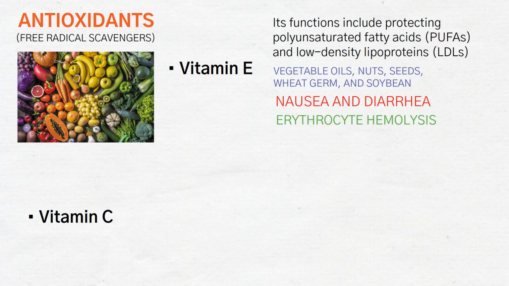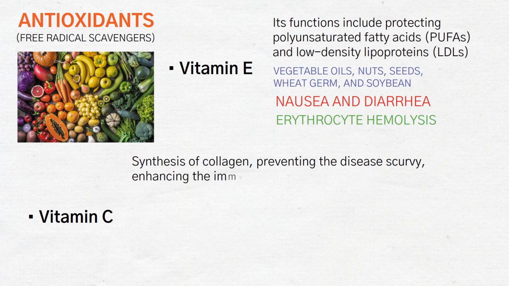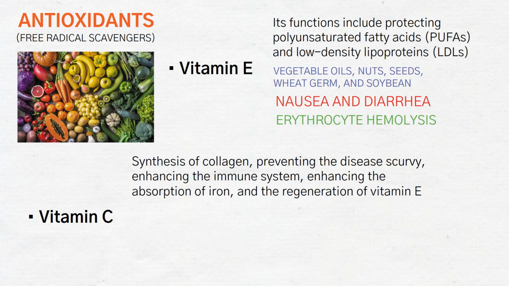Vitamin C is a water-soluble vitamin that must be consumed in the human diet. Major functions include the synthesis of collagen, preventing the disease scurvy, enhancing the immune system, enhancing the absorption of iron, and the regeneration of vitamin E. Sources of vitamin C include fresh fruits, especially citrus fruits such as oranges, lemons, pineapples, and vegetables. Cooking foods high in vitamin C will lower their effectiveness, as high heat destroys the vitamin.